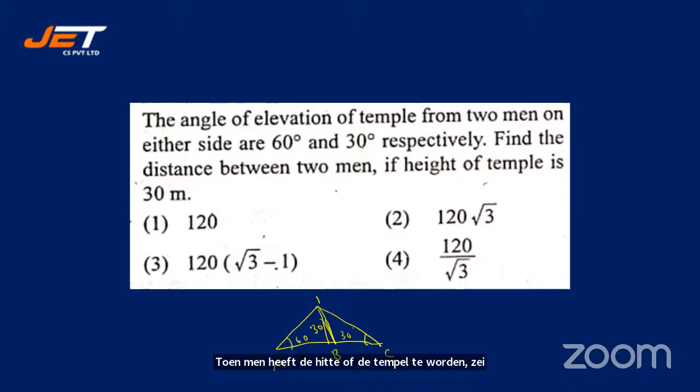So ABC, let's assume this to be D. So now what is that you need to find out? Let's assume AB as X and let's assume BC as Y. All right, so now you need to find out the distance between two men, that is X and Y. In other words, X plus Y. So find out the value of AB plus find out the value of BC. That would be your answer.